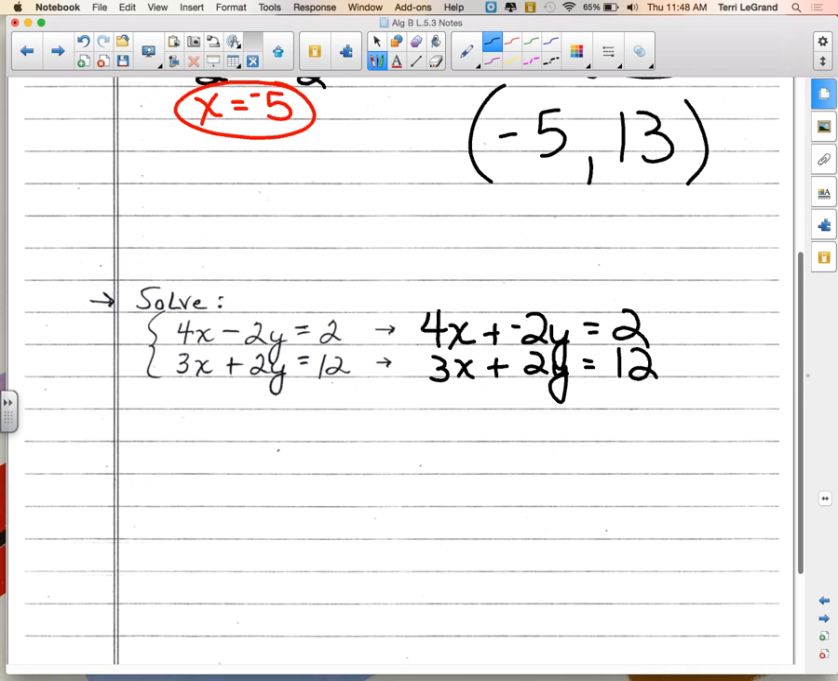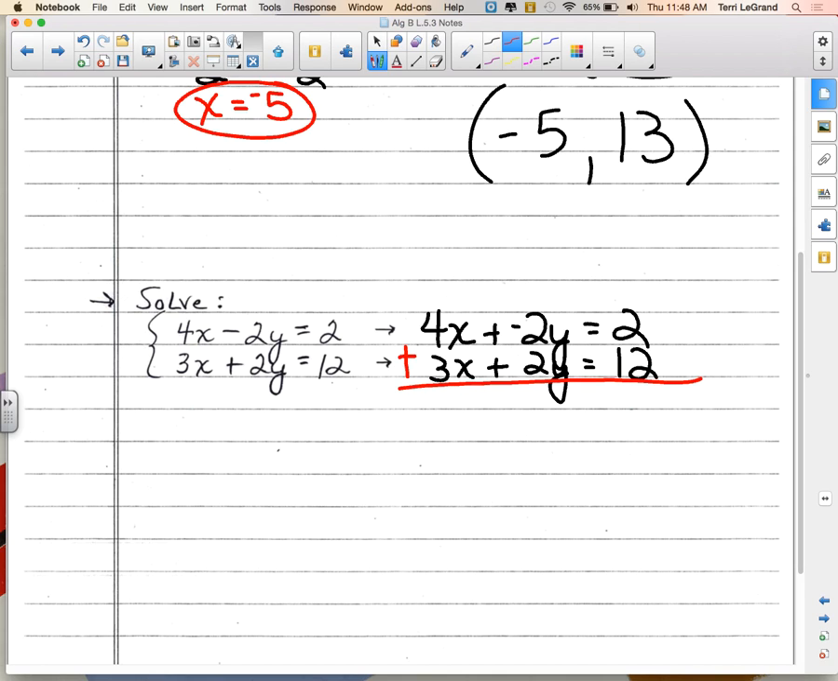You're kind of rearranging them. We don't want to rearrange them because they're in standard form, and we like that for this method that we're learning today. Okay, after that we'll come over here and add them together.